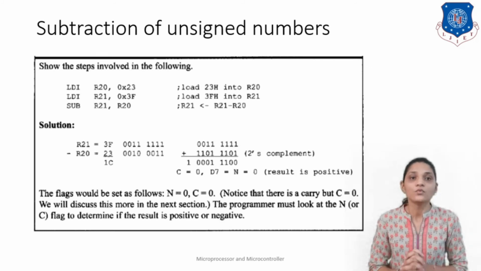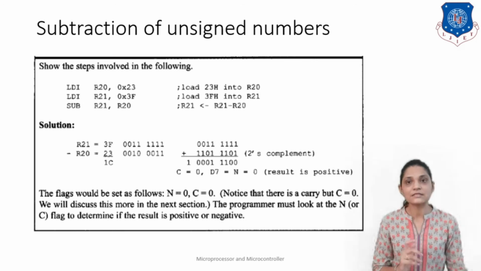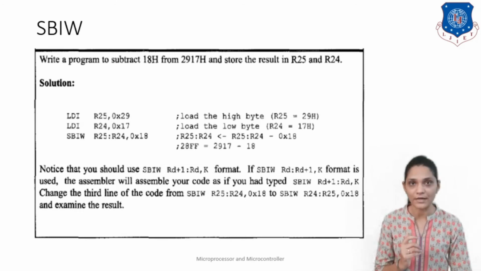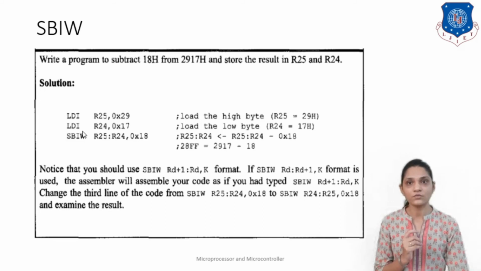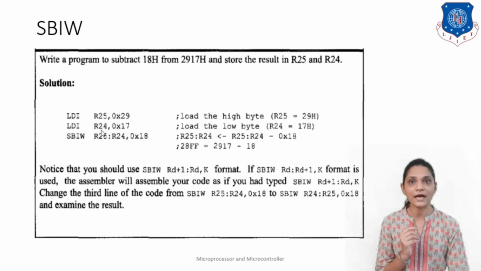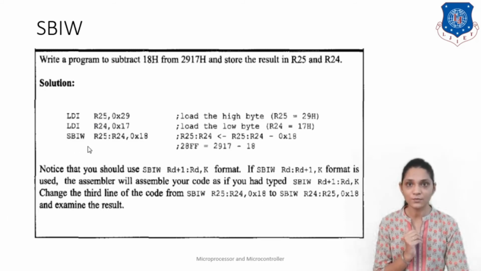Okay, so we can see this is the subtraction operation, and we can use the instruction SBIW, that is subtraction for the word. Here we have given one example. First, LDI R25, 0x29, this will store 29 into the R25 register. Then we have the instruction LDI R24, 0x17, this 17 is going to be stored inside the register R24. Now we will use the instruction SBIW R25, 24.